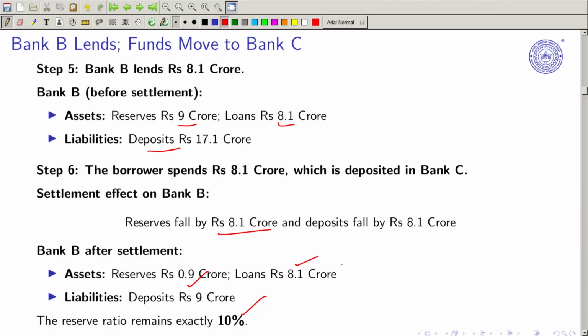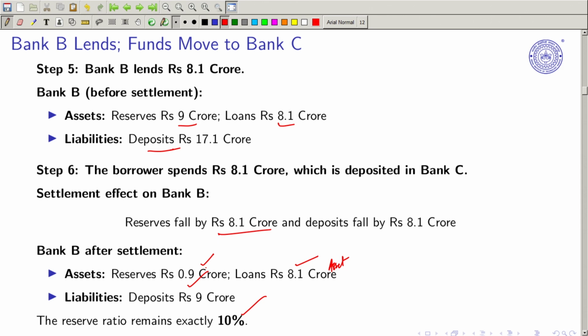So now there is no issue, and 8.1 they have created. So this is loan plus reserves, this is the asset side, right? So this asset it has created. So 8.1 plus 0.9, and the bank is able to maintain then 10% of the CRR. So it is also easier here, right? So this is what we get.